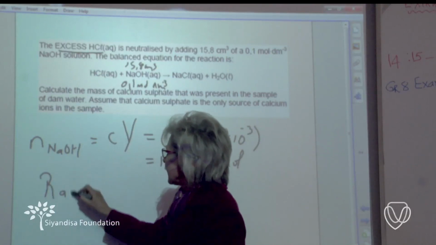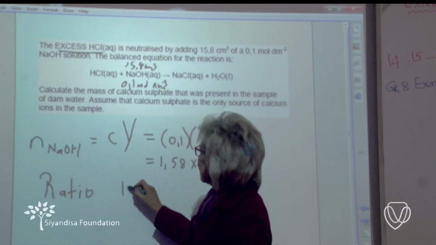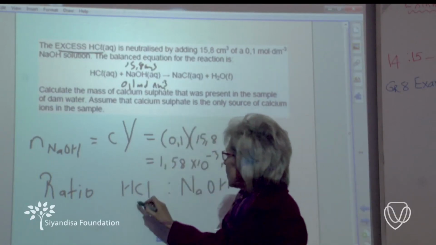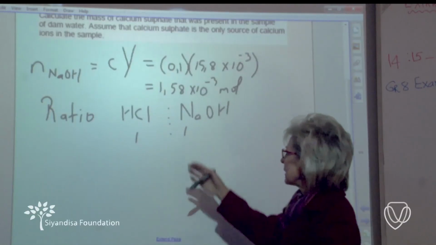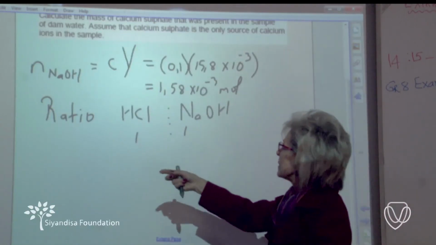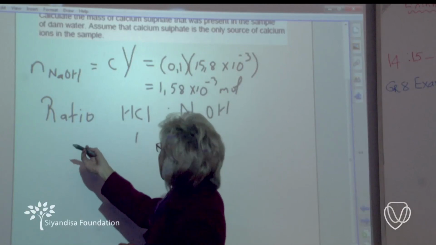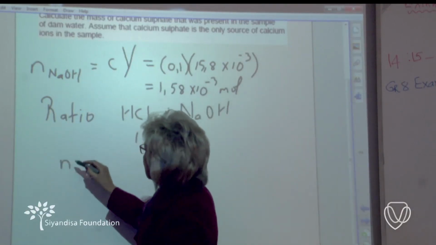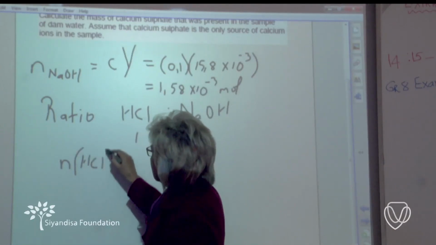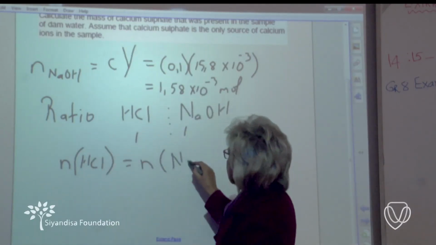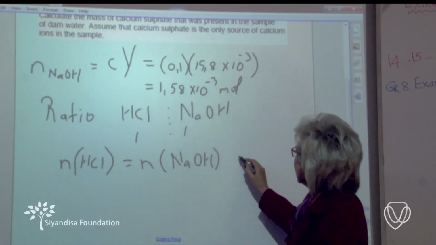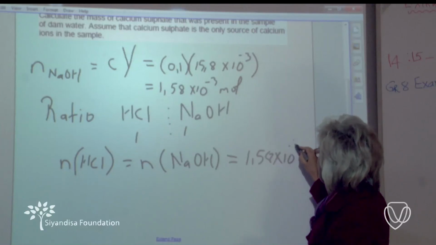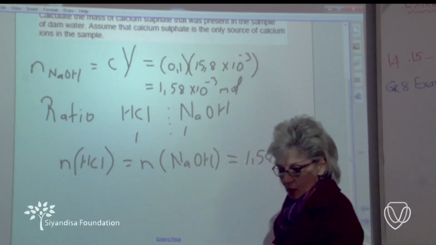So I'm looking at the ratio, and the ratio of HCl to NaOH is 1:1. It's not necessary to write it down like I'm doing it. You could simply say the number of mole of HCl is equal to the number of mole of NaOH. So I now know the mole of HCl is equal to the mole of NaOH because the ratio is 1:1, which means that is also 1.58 times 10 to the power of -3 mole.